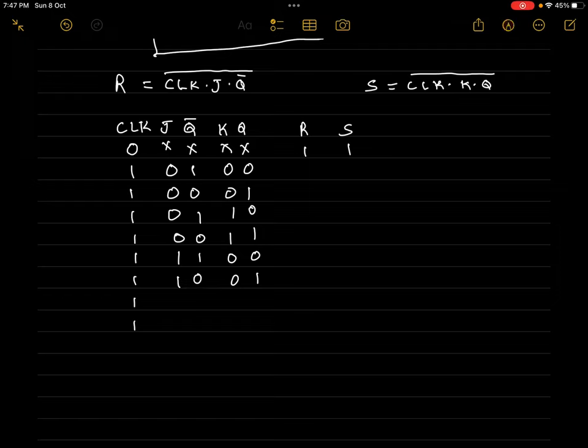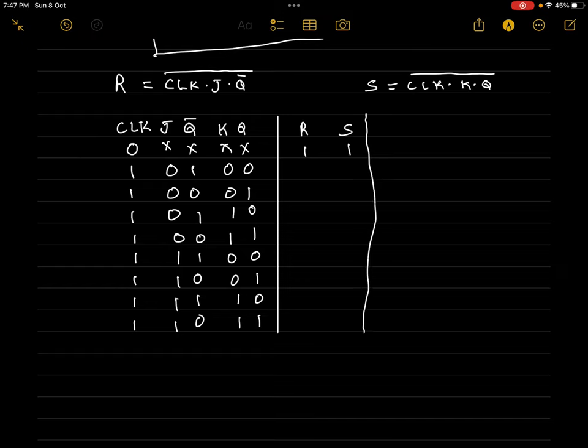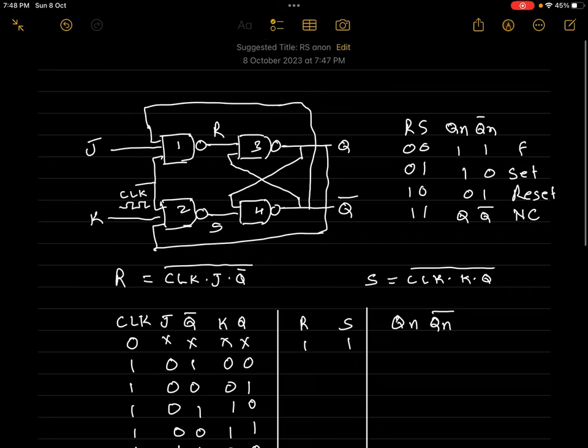Then the last possible value of JK is 1, 1. At that time, Q should be 0, 1. Therefore, Q bar should be 1, 0. Once we find all these values, then it is very easy to find the value of R and S, and once we get the value of R and S, then we can easily find the value of QN and QN bar using this table.